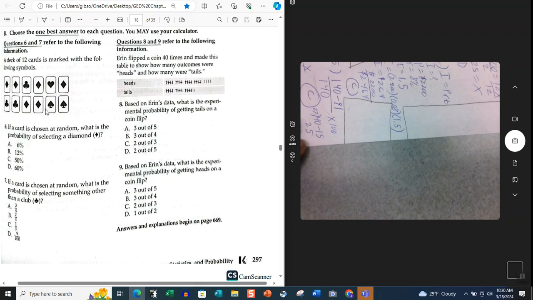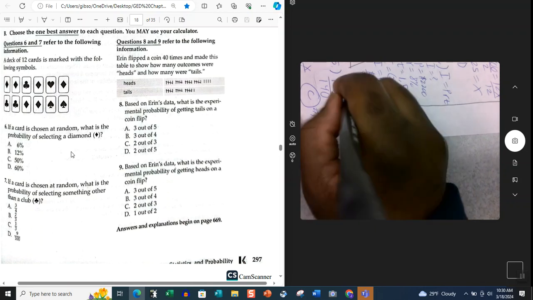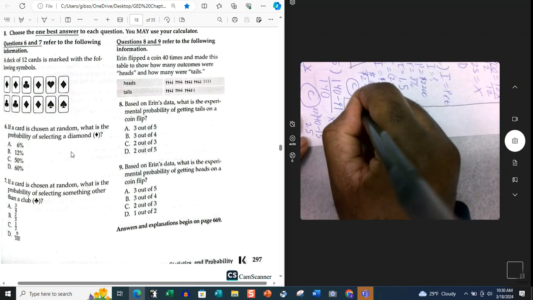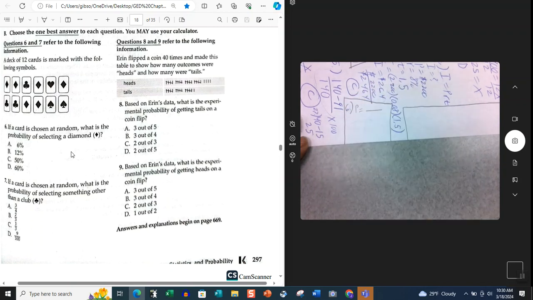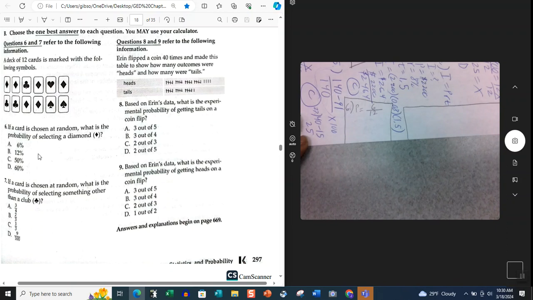So if you notice here, we're using a percent. So with number 6, we know that this is a simple probability. Our favorable outcome here with diamond, we have 2, 4, we have 6 diamonds, and it's out of 12 cards. So our fraction here is 6/12.